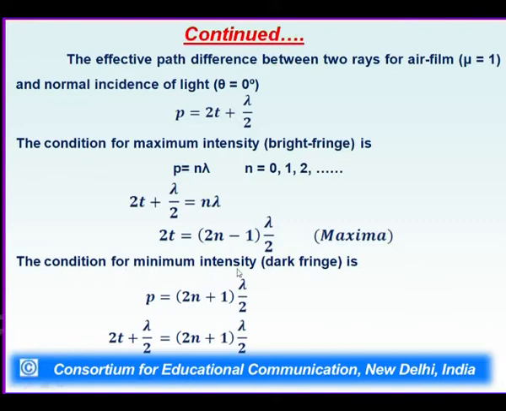The condition for the minimum intensity, meaning dark fringes, is P is equal to (2n plus 1) lambda by 2. We put the value of P here again: 2t plus lambda by 2 is equal to (2n plus 1) lambda by 2. Now 2t is equal to n lambda.